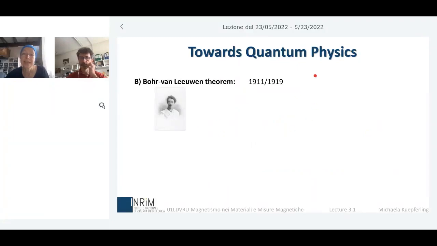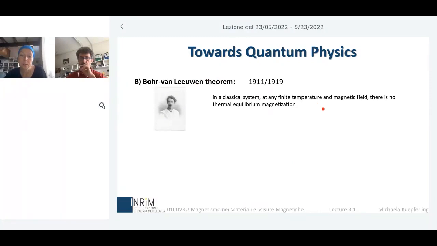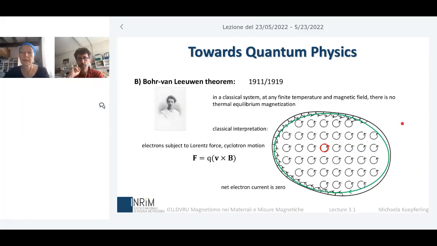Let's say the final death for classical theories in magnetism was the Bohr-van Leeuwen theorem. This was found in 1911 by Bohr and in 1919 independently by this very young student van Leeuwen at the time. It simply describes in a statistical way that magnetism is not possible in a classical system. So at finite temperature and finite magnetic field, there can be no net magnetization at thermal equilibrium. This was given a theoretical proof by both of them. You can see this nice picture here in the book of Blundell. And if you look at the chapters that I indicate at the end of the lecture, this is a nice interpretation to understand this theorem.